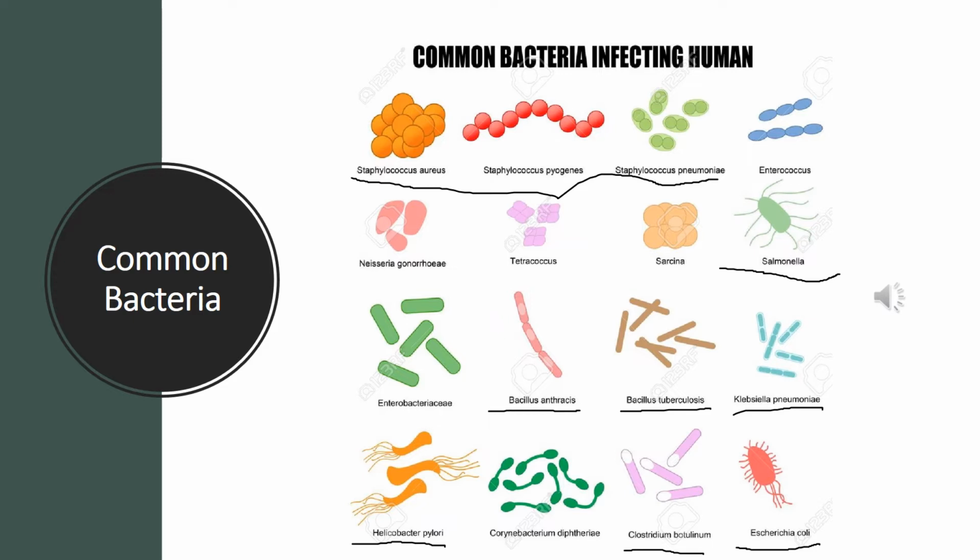Clostridium botulinum on the bottom. That's called botulism, or canned food poisoning. Escherichia coli, E. coli, it lives in our intestine. Gets outside our intestine on food, it can be very dangerous to us though.